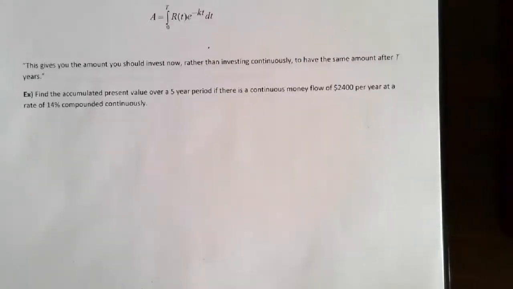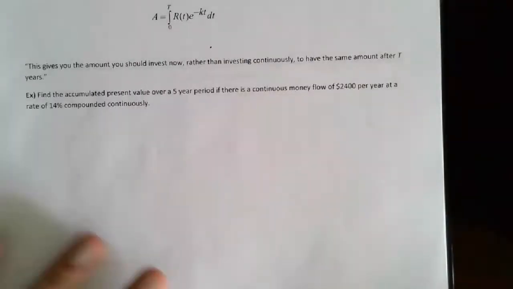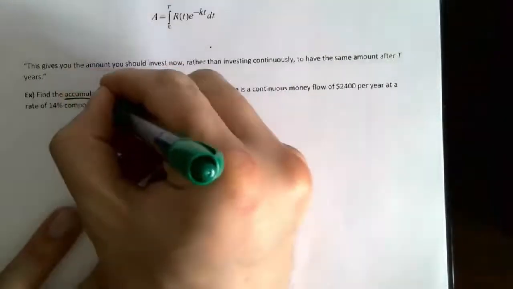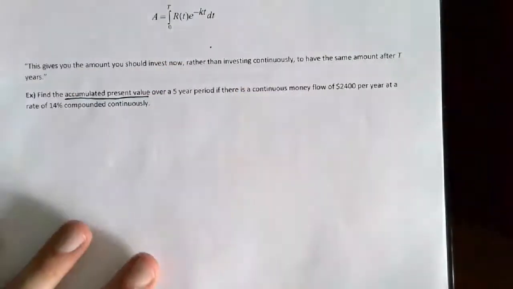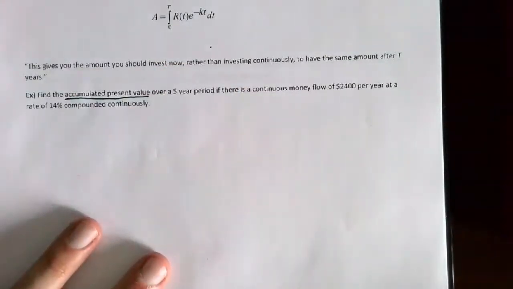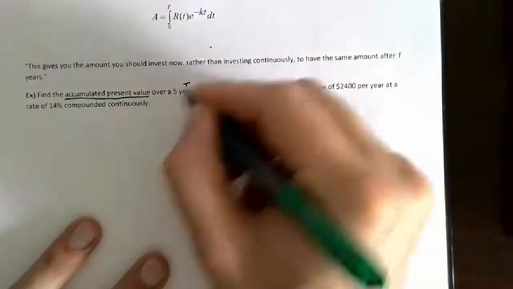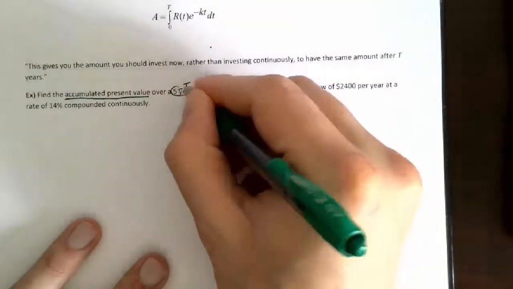So let's take a look at an example. So for this first one, it says the accumulated present value. And these words, accumulated present value, are telling you to use the second formula. Over a 5-year period, that's your capital T, right? 5-year period.